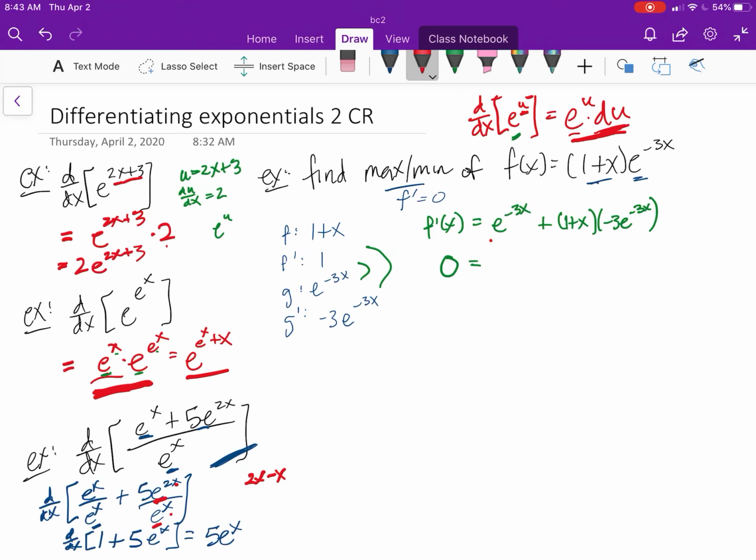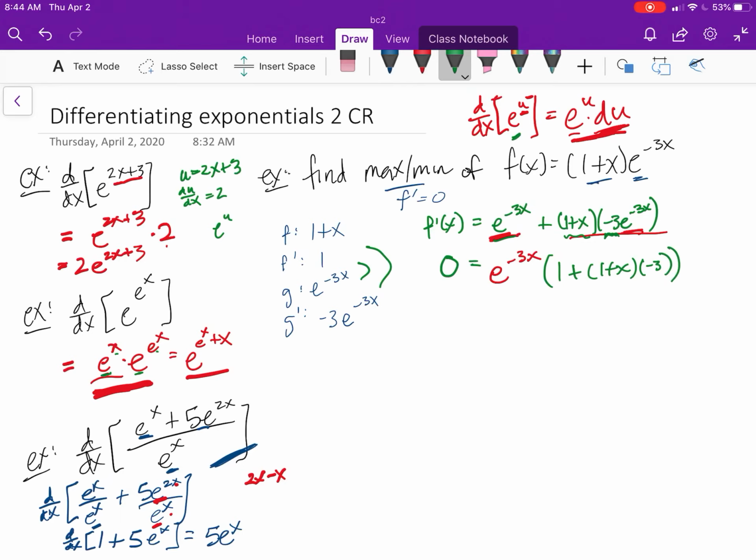Okay, this term and this term both have an e to the negative 3x. So let's factor that out. What are we left with? Well, here we factored that all out, so we have a 1. And then here we still have this 1 plus x. And then we have this multiplied by negative 3, right? Because we factored the e to the negative 3x out, so we just have negative 3.